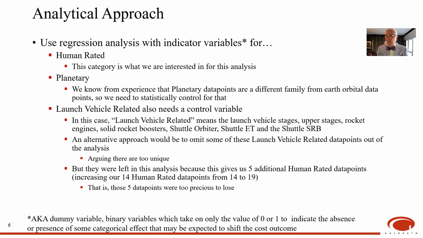Now, right now, you're probably thinking, well, why do we even have those data points in there? Maybe a better approach would be to omit some of these launch vehicle data points out of this analysis, arguing that they're too unique from their siblings. And that's certainly true. But I left them in this analysis because it gives us 5 additional human-rated data points. It's increasing our human-rated data points from 14 to 19 if we leave those launch vehicle-related items in. So these 5 data points were too precious to lose since we do not have ISS and Artemis cost data.